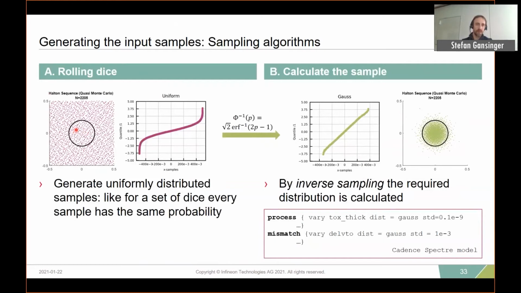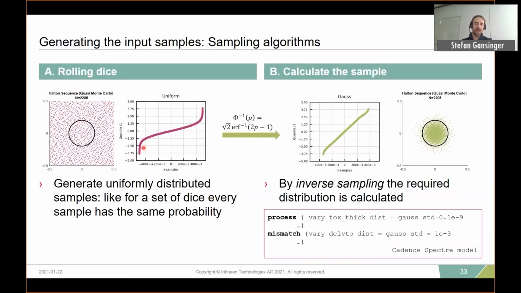There are simple random generators, but there are much better ones. They fall into the class of low discrepancy sequences. Like here, this is a Halton sequence, which is used by Spectre, for instance. By this, we get a lot of random variables. They are uniformly distributed. So if you plot the uniform distribution in the quantile plot, it looks like this.